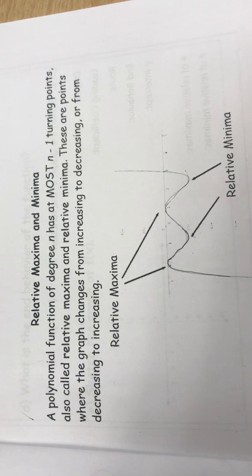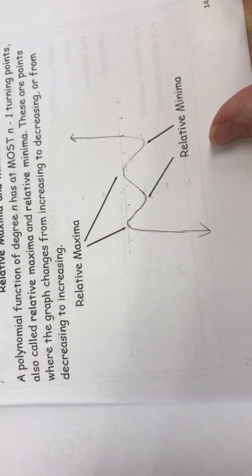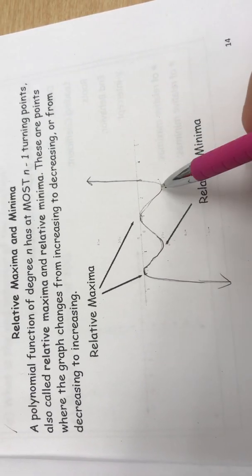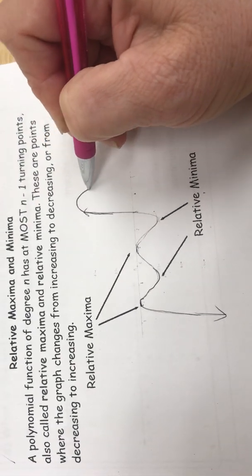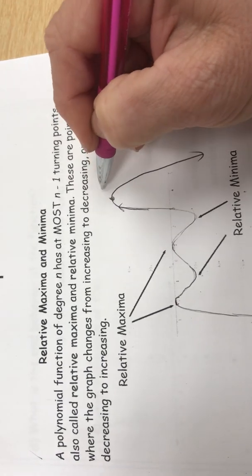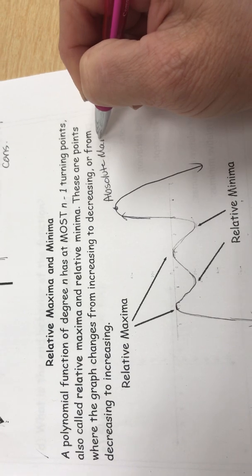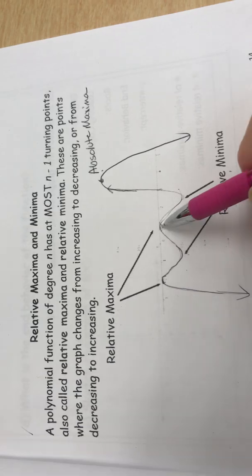Okay? They're called relative because there are higher points if this is going on forever. Okay? There are absolute maximums, those would be the highest. But if you notice, this was the same height, and this was the same height, so they're called relative. If this all of a sudden turned up here and came back down, then this point would be the absolute maxima, or maximum, because it's the absolute highest. These are the relative. Okay?